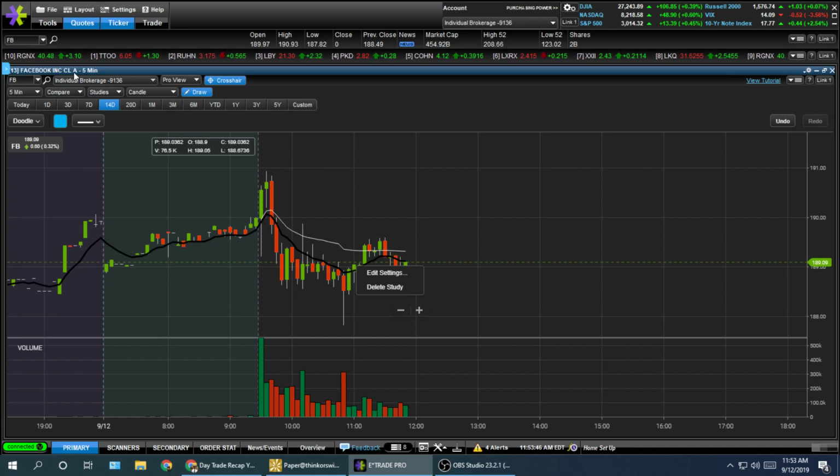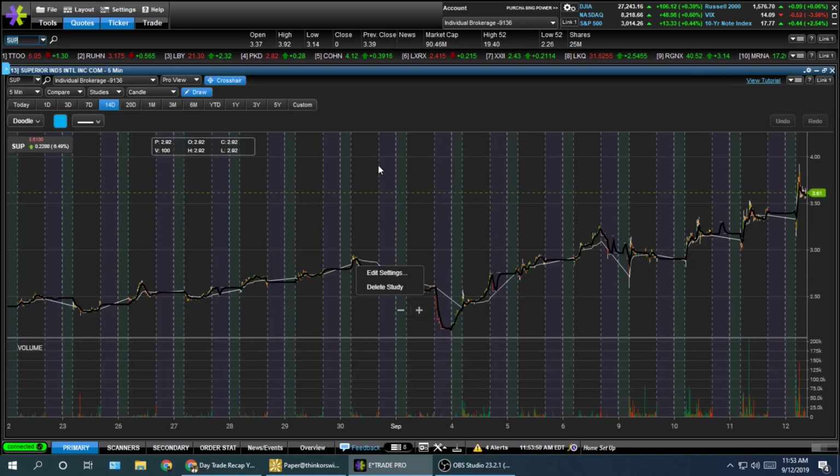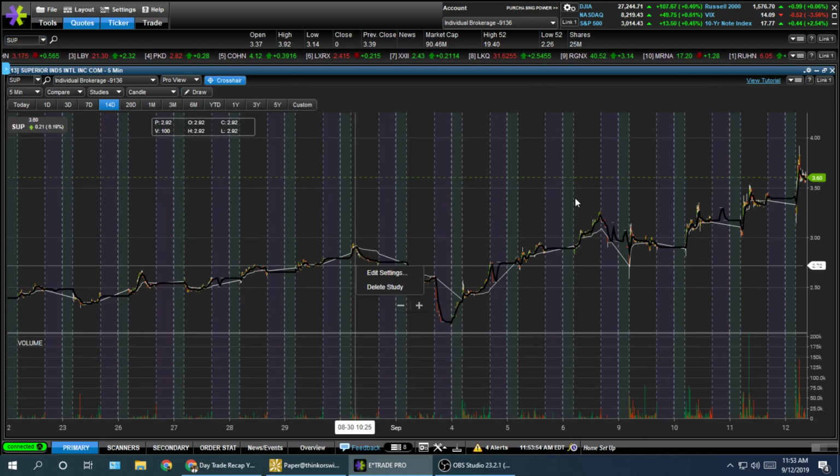And then we can look at SUP. These are just a few stocks that I just clicked through and I see the pattern potentially forming.